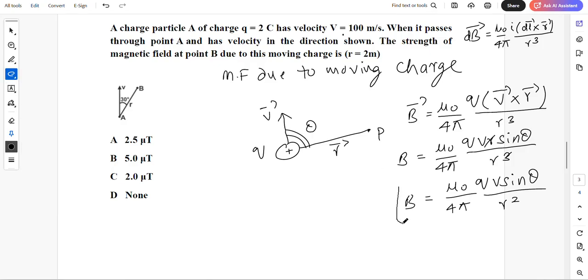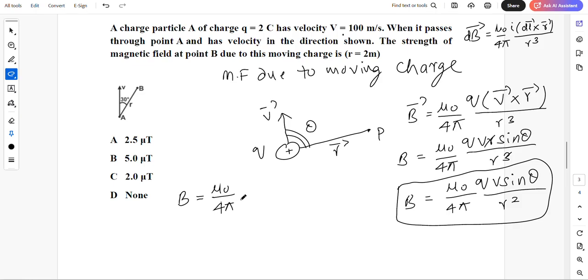This is the formula you are supposed to use. This is the vector form. I am just converting this to B is equal to mu naught by 4 pi, q v sin theta by r squared. Now let us calculate B: mu naught by 4 pi, q v sin theta by r squared.